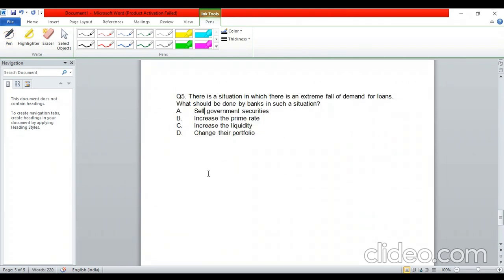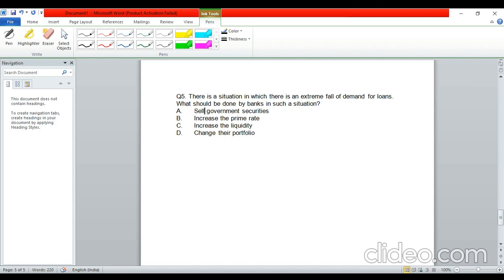So the fifth question now. Here, it is given that there is a situation in which there is an extreme fall of demand for loans. Now, what should be done by banks in such a situation? The first option was sell government securities. Now, let us see what will happen if the banks sell government securities. If the banks are selling government securities, what will it mean? It will suck out money from the economy.